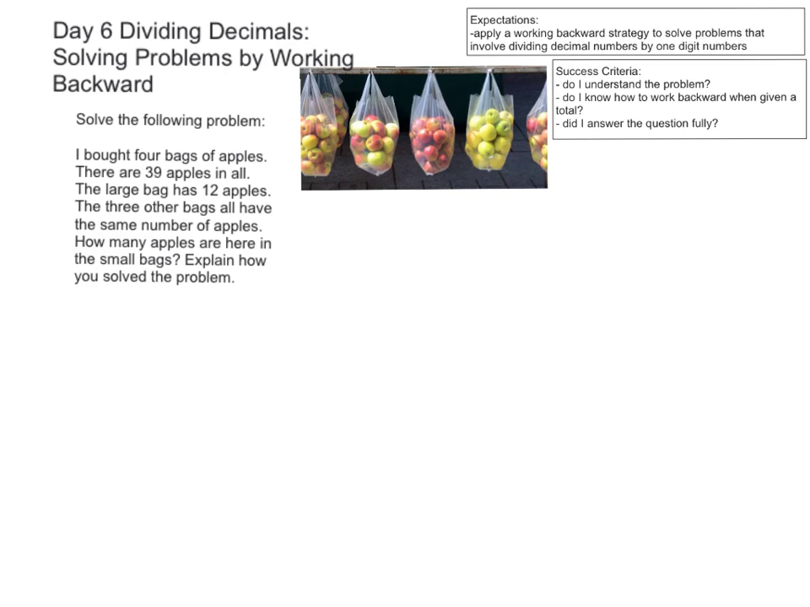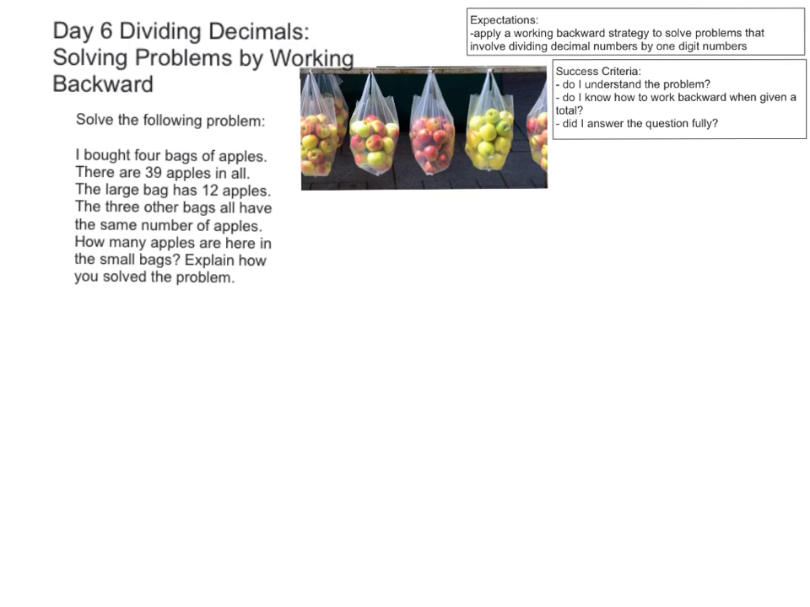So the first thing we have to do is figure out how many apples we have in all. So we know altogether, all 4 bags give us 39 apples. Okay, that's the total number. We have 1 large bag that has 12 apples. And then 3 other bags all have the same number of apples. So we're trying to figure out what is the number in each of these 3 bags. So the first thing we have to do is subtract the number of these apples from the 39 total apples to figure out how many are in the 3 bags altogether.